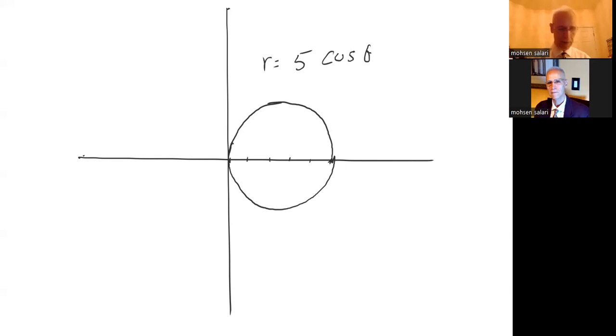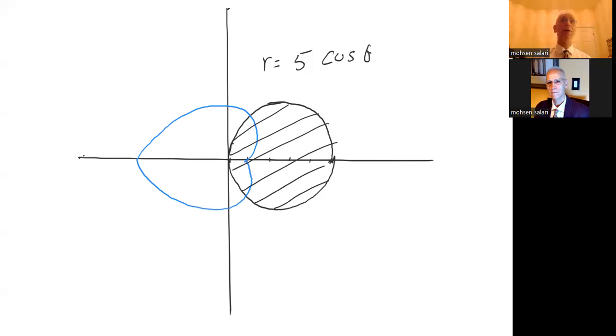We change color, and 4 minus 3 cosine of theta is going to look something like this. Okay, this is close enough. So the question is asking us to find the area that is inside of the first one. So inside of the first one would be this shaded area, but outside of the second curve. So outside of the second curve, this is going to be the one that's shaded with 2 different colors.